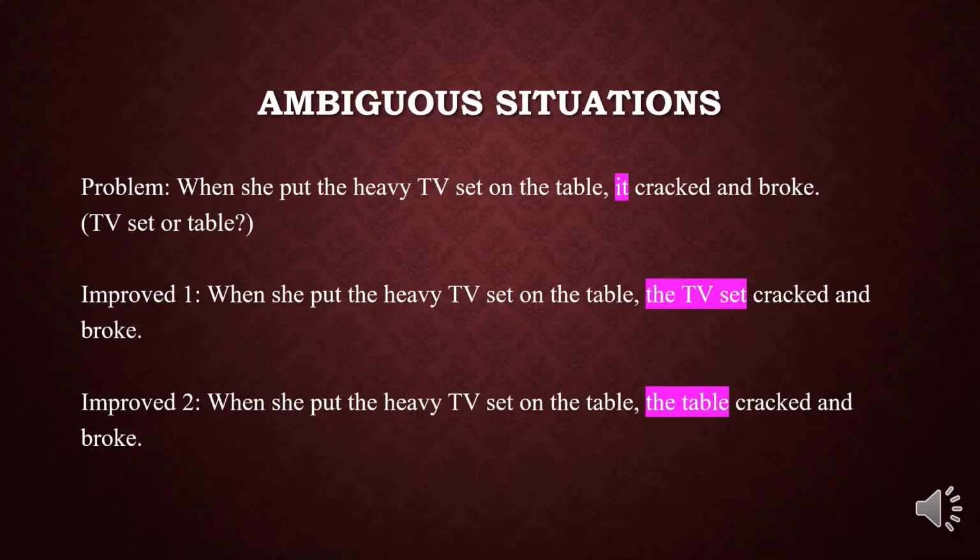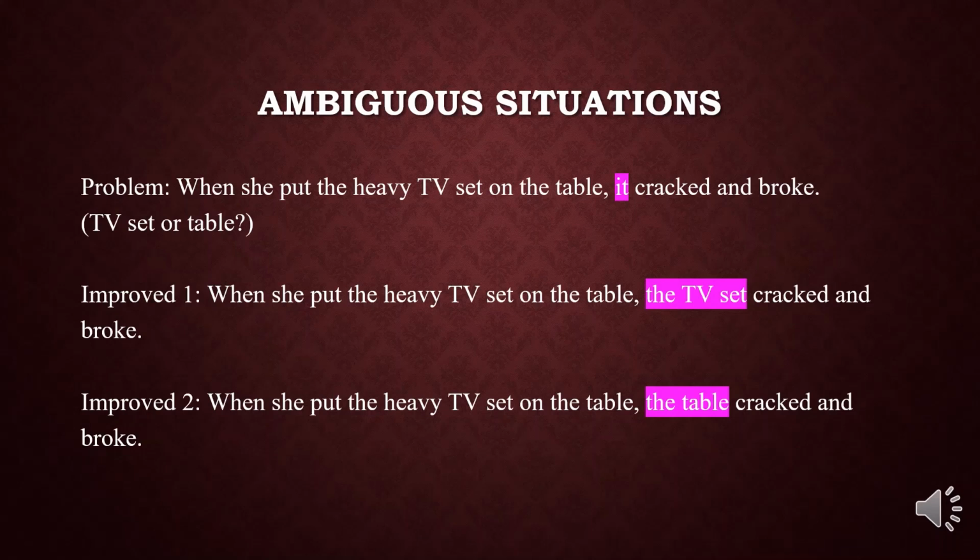Sometimes ambiguities may occur because we do not know what the pronoun refers to. Here's an example. When she put the heavy TV set on the table, it cracked and broke. This is a conditional sentence, and there are 2 clauses in the sentence. The second part of the sentence is the independent clause. And there is a pronoun here, it. It cracked and broke. What does it refer to? The TV set or the table?